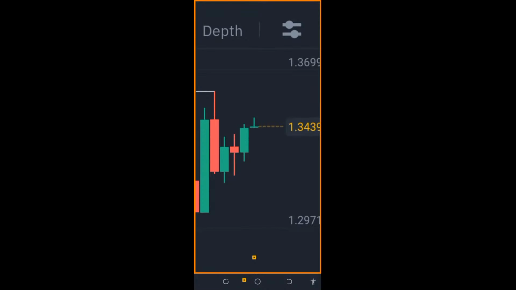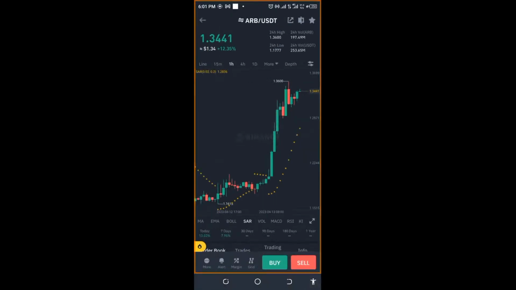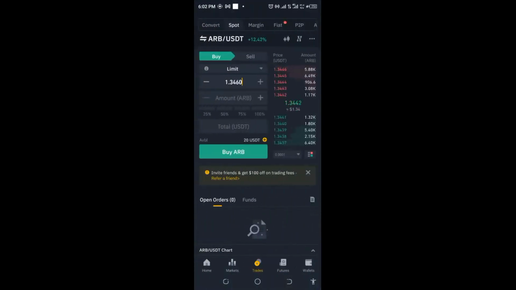I'm going to set a buy limit first, and then afterwards I'm going to set a sell limit, because you know that spot trading is buying the coin, holding it for a while, and selling it for profit once it rises. So let's go ahead and see how we're going to do this. Let's do a quick simulation.